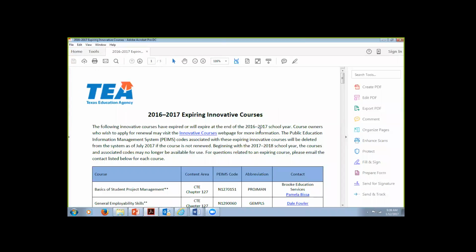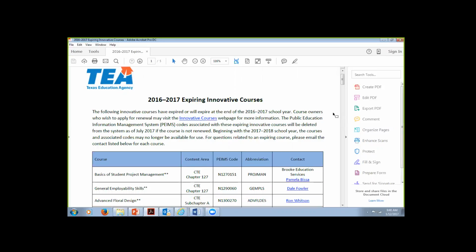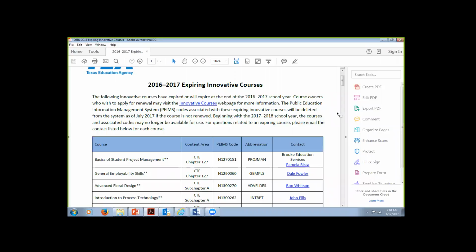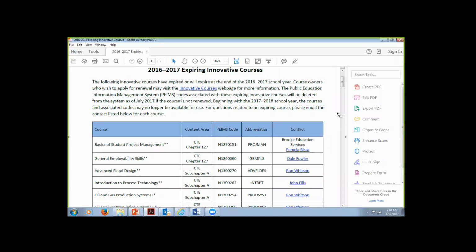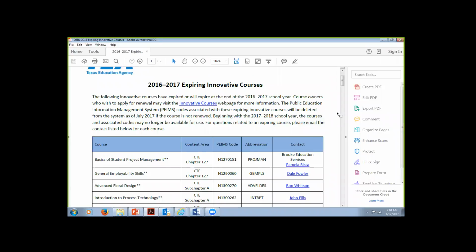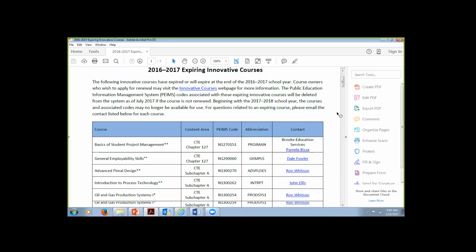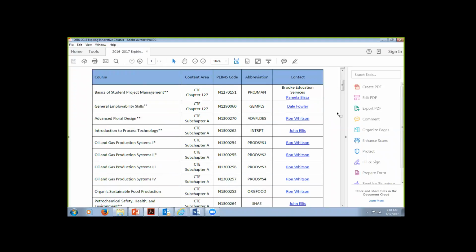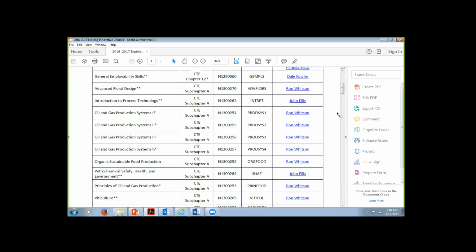Okay, so be mindful as you're working with your CTE or even your general coding to keep an eye out for these expiring innovative courses. Now, I've spoken with several people, and someone might actually be signed in today that I've spoken with about this. Some of those courses have not been updated, in other words, they're not going to expire. I'm still waiting to hear back from TEA on some items, and I've got to speak with them.